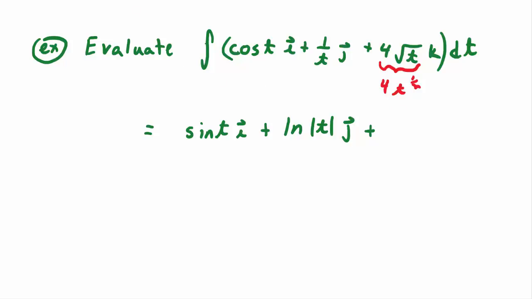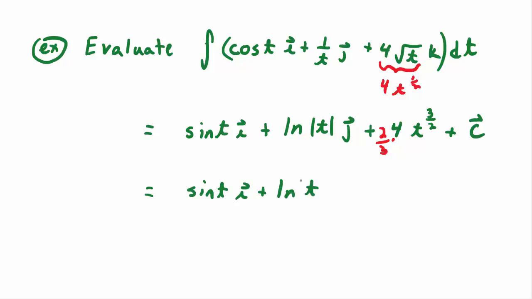So it would give you, I'll show the step here. It's been a while since you've done this. So 4 times t, if you add 1 to 1/2, you get 3/2, and then you've got to divide by that new exponent or multiply by the reciprocal, right? Which is 2/3. So what are you going to get out in front there? Oh, and then we're going to add a constant vector c, by the way. Sine of t i, plus natural log, I'm just copying down now, absolute value of t j, and then this becomes what? 8/3 t to the 3/2. It should have a k there.